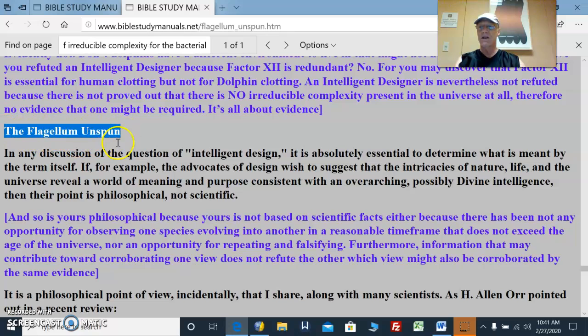Anyway, the professor goes on, the flagellum unspun. Oh, now he's great victory. Fist up. Yay. Okay. In any discussion of the question of intelligent design, it is absolutely essential to determine what is meant by the term itself. If, for example, the advocates of design wish to suggest that the intricacies of nature, life, and the universe reveal a world of meaning and purpose consistent with an overarching, possibly divine intelligence, then their point is philosophical, not scientific.